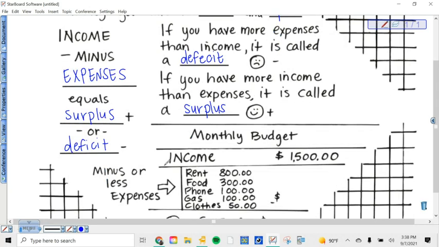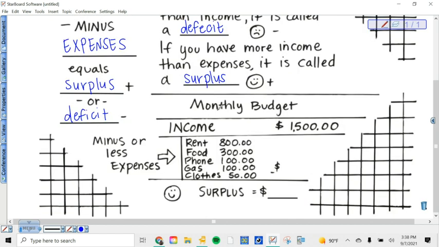So this is just a really simple mock monthly budget. If the income that someone makes is $1,500 per month, and then these are their expenses, we want to figure out what they're left with at the end of the month. So what are their expenses added up? What's their total expenses? Yeah, $1,350. So what's 1,500 minus 1,350? 150. So they ended up with $150 surplus at the end of the month, which is a good thing.